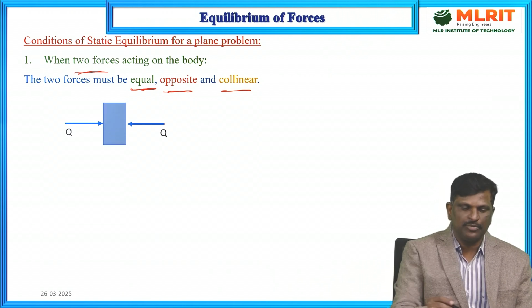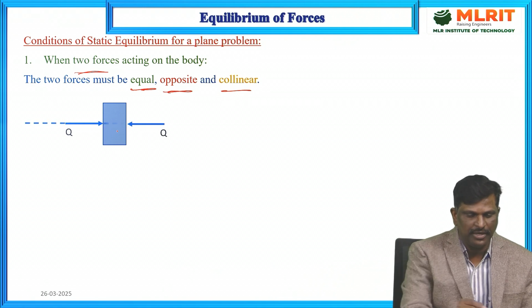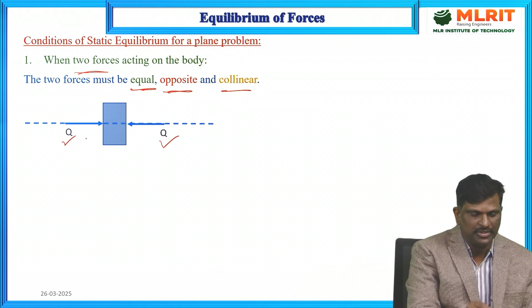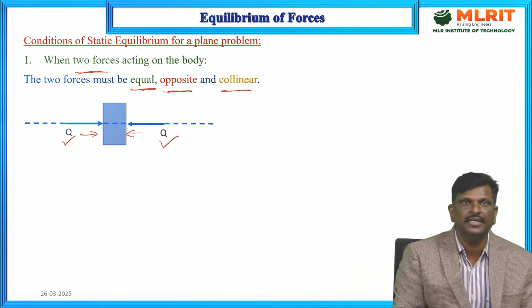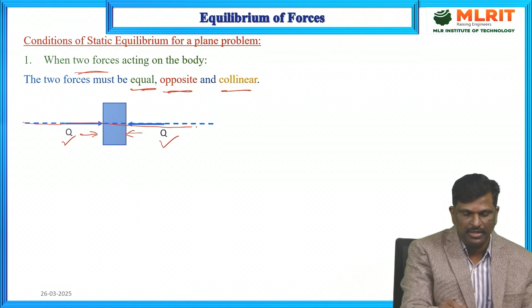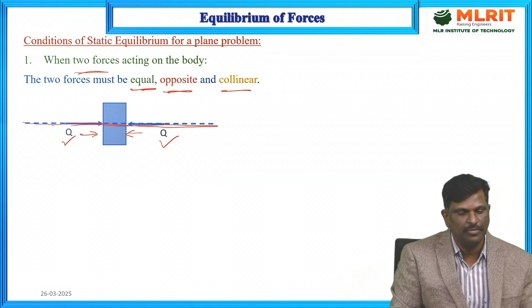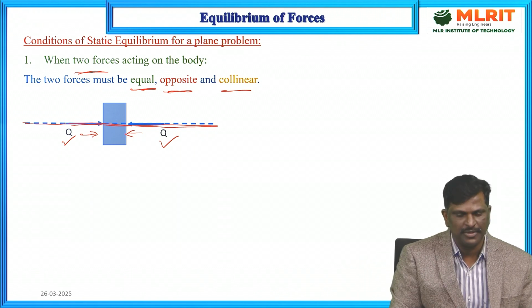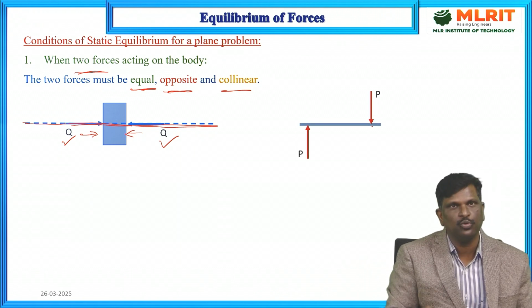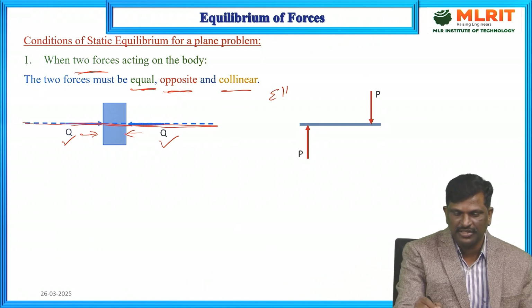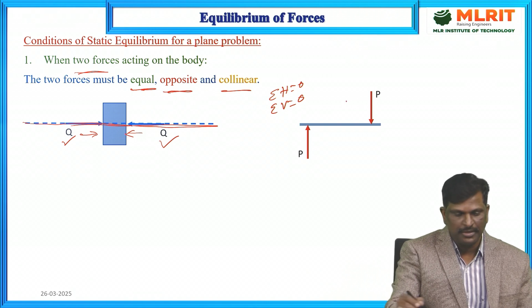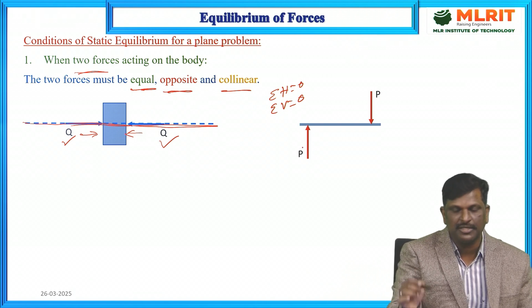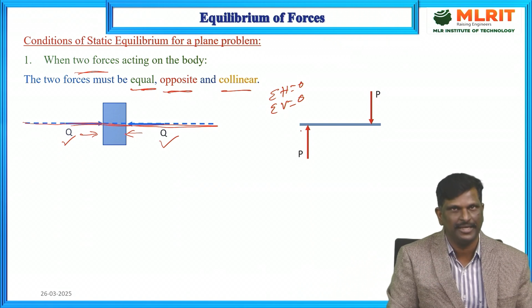If a body is acted upon by two forces, they must be equal, opposite and collinear. They must act along the same line. Then only the body will be said to be under static equilibrium. If the forces are not collinear, then what happens? Look at this. If the forces are not collinear, even though sigma H is 0 and sigma V is 0, right? So here the algebraic sum of these two forces is 0, because this is plus P and this is minus P.